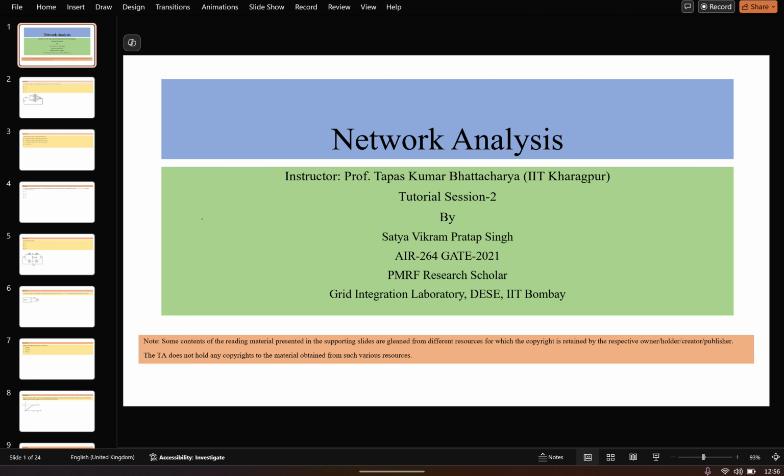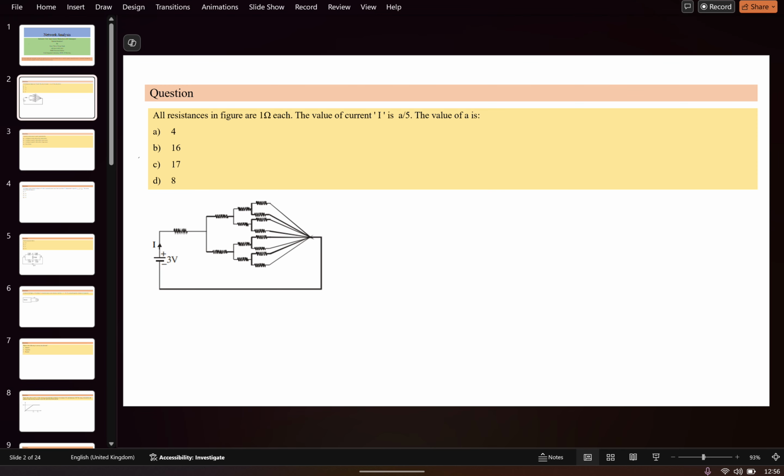Okay, so this is the first question I'm putting forward. It is related to a few of the problems which were remaining from the last tutorial session. So if you can solve it, try to solve it. Let me know if you're having any doubt.